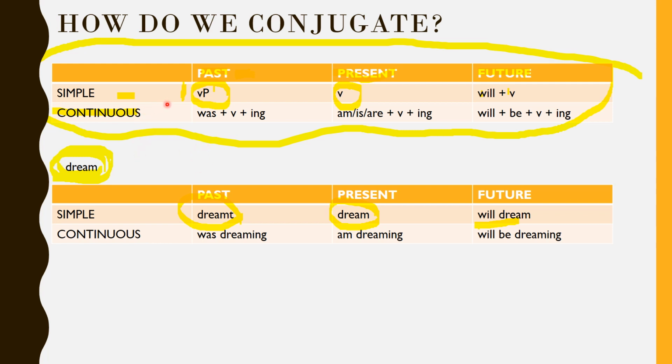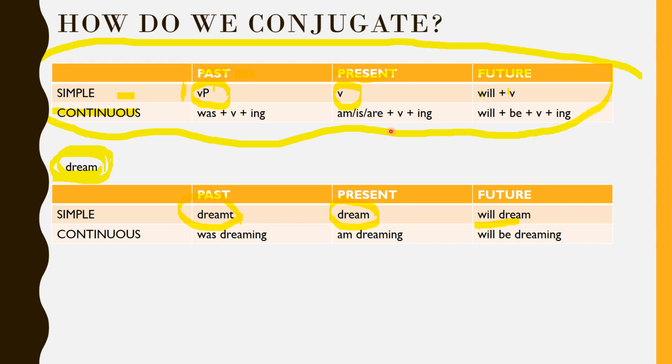Now we have, for the past tense, was plus our verb plus ing. Now if you look down here, please follow the laser pointer and follow the recipe with me carefully. If you look down here, we have was plus our verb plus ing, which becomes was dreaming. As simple as that.